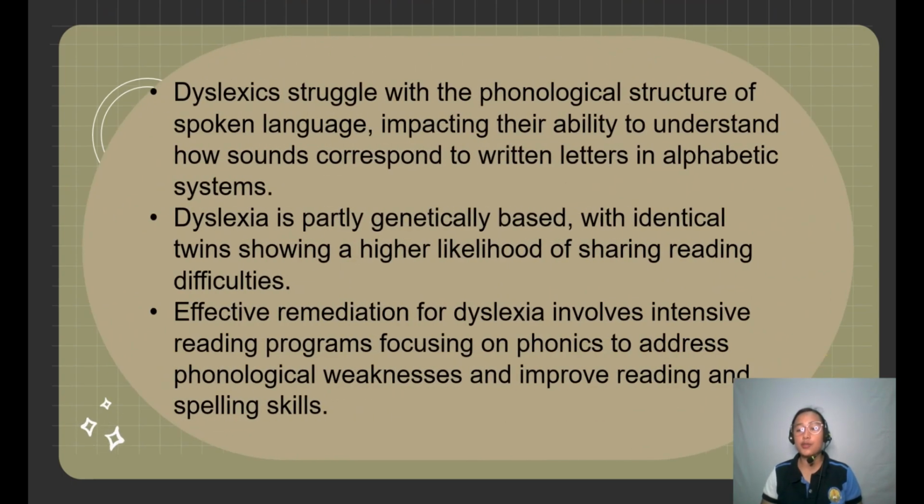Dyslexics struggle with the phonological structure of spoken language, impacting their ability to understand how sounds correspond to written letters in alphabetic systems. Dyslexia is partly genetically based, with identical twins showing a higher likelihood of sharing reading difficulties. Effective remediation for dyslexia involves intensive reading programs focusing first on phonics, or the sound first, to address phonological weaknesses and improve reading and spelling skills. So before you teach a child who has dyslexia, you need to expose him or her to sound first before the letter, and later on to reading. So phonics first, the sound of the letter first.